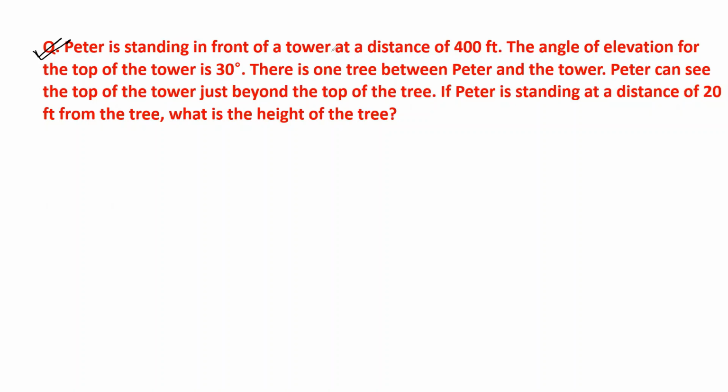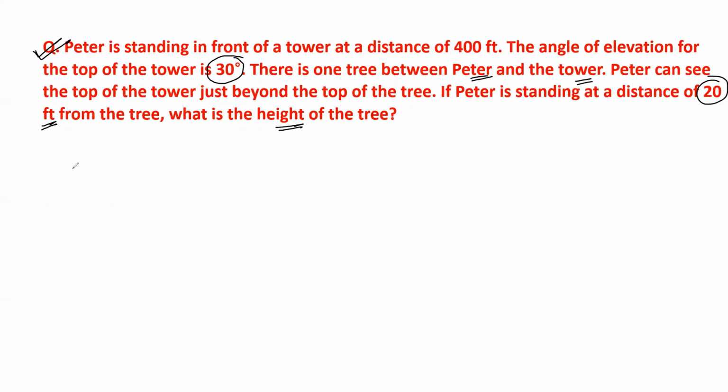Peter is standing in front of a tower at a distance of 400 feet. The angle of elevation for the top of the tower is given to be 30 degrees. There is one tree between Peter and the tower. Peter can see the top of the tower just beyond the top of the tree. If Peter is standing at a distance of 20 feet from the tree, what is the height of the tree?